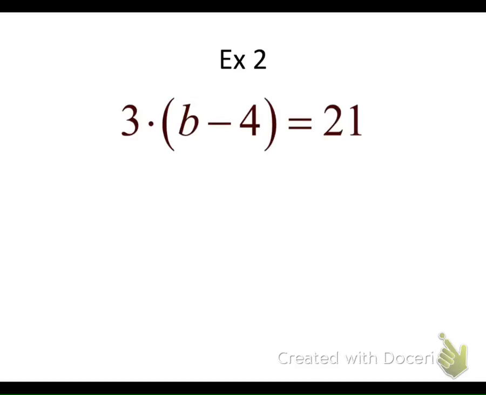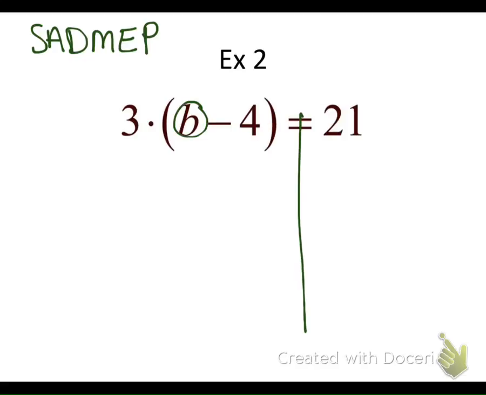Now, there are a couple of different ways that you can solve this one. One, you can just solve it as it is. Or the second way, you can solve it by distributive property. Do you guys want to distribute or do you want to solve it as it is? Okay, so we're going to solve it as it is. So we're going to circle our variable. We're going to draw our line of equality.